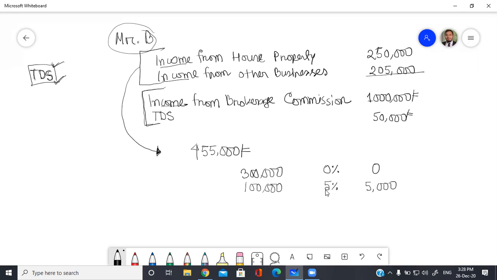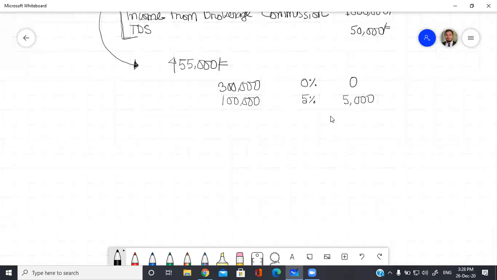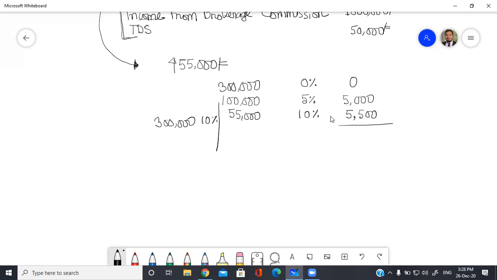Now, what is remaining? 55,000. Can you tell me what is the next slab? Sir, 300,000, for the next 10%. Okay, 10%. So I can write here 55,000 at 10%, which is 5,500. That means you can write here 10,500 for the regular income of 455,000. Okay, keep it here.